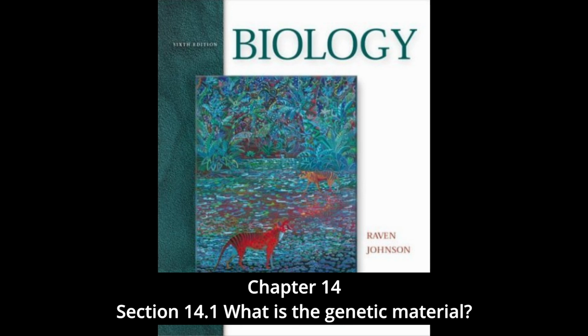This procedure removed nearly all of the 35S label, and thus nearly all of the viral protein, from the bacteria. However, the 32P label, and thus the viral DNA, had transferred to the interior of the bacteria, Figure 14.5, and was found in viruses subsequently released from the infected bacteria. Hence, the hereditary information injected into the bacteria that specified the new generation of viruses was DNA and not protein.